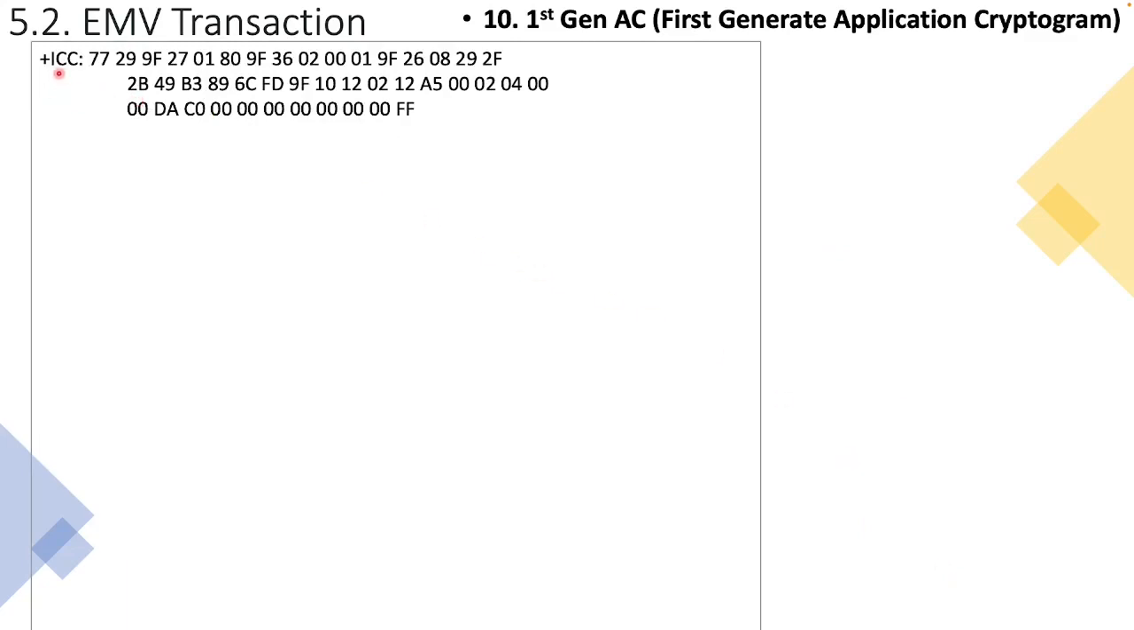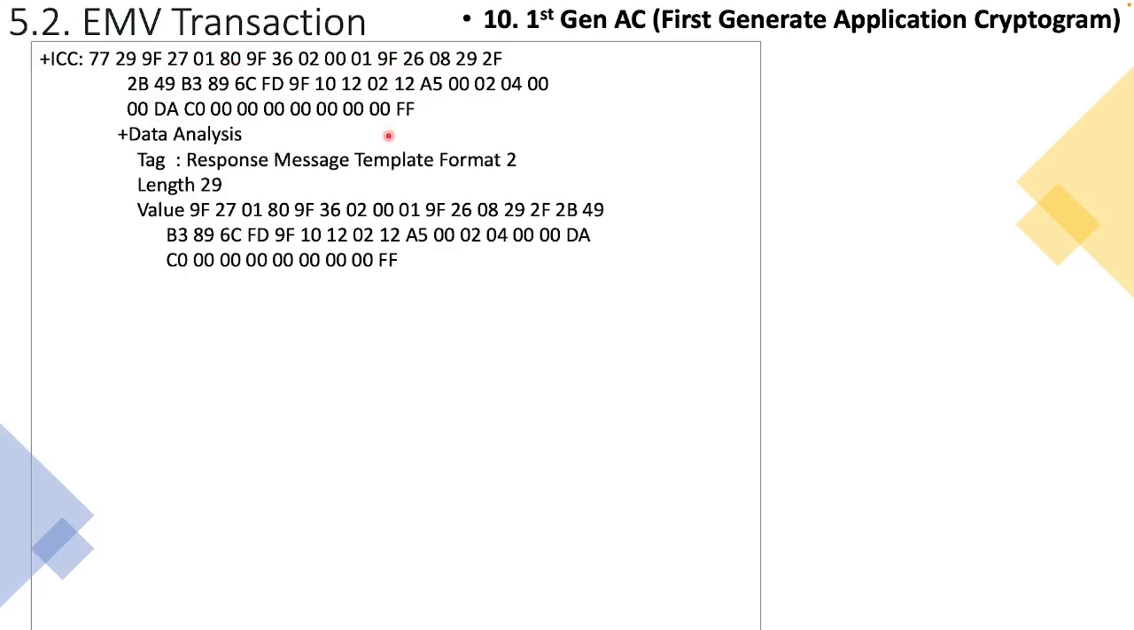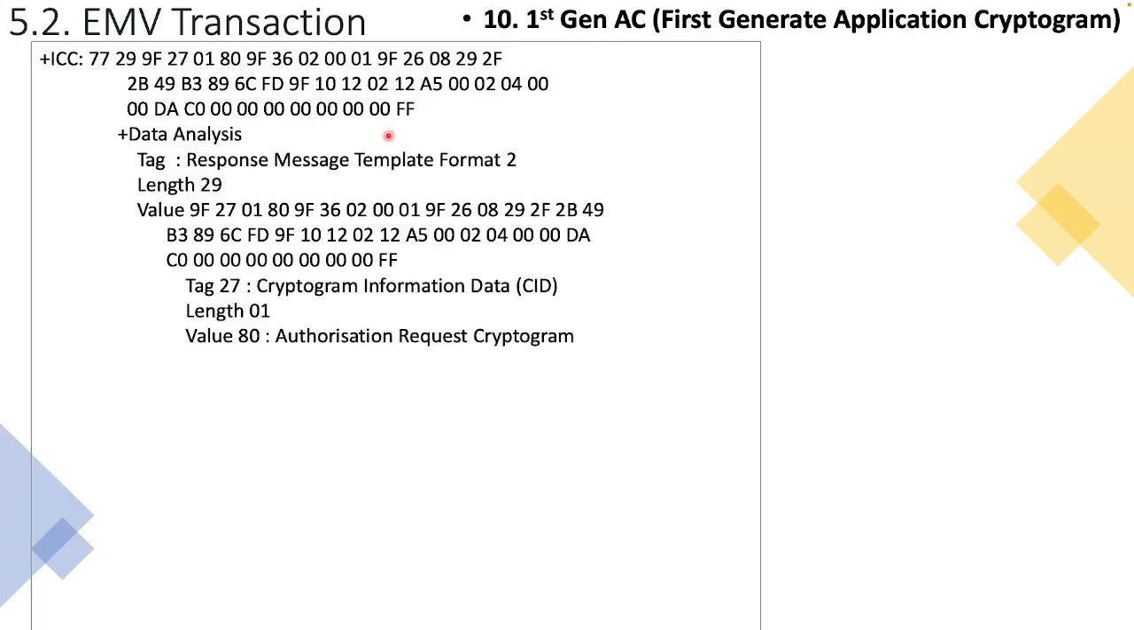We now look at the terminal. We now look at the card response. So there's the ICC, and in response to the ATA80 that we saw in the previous slide, the card does its card action analysis, and then it responds here in first gen AC with a 9F27 0180 and some data. Okay, so let's analyze what this means.